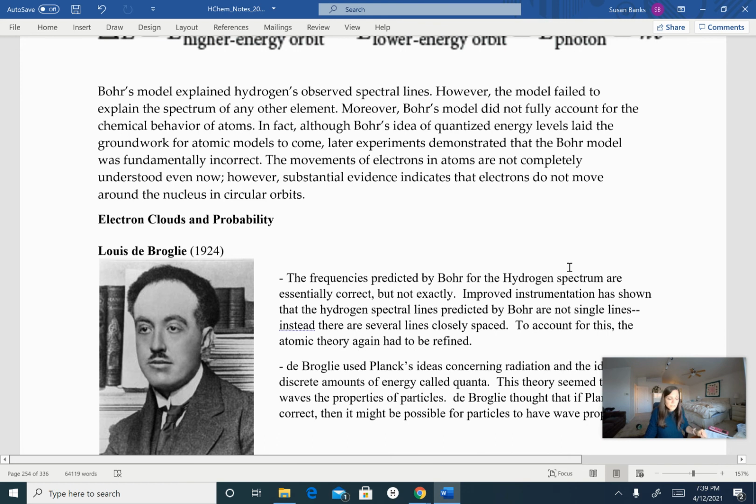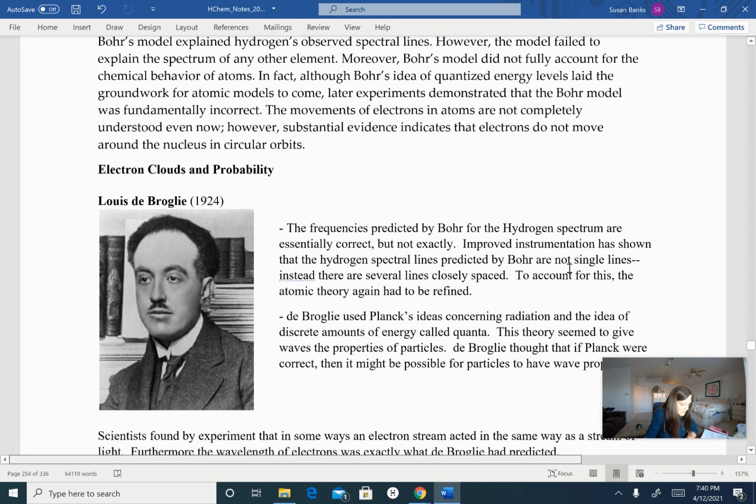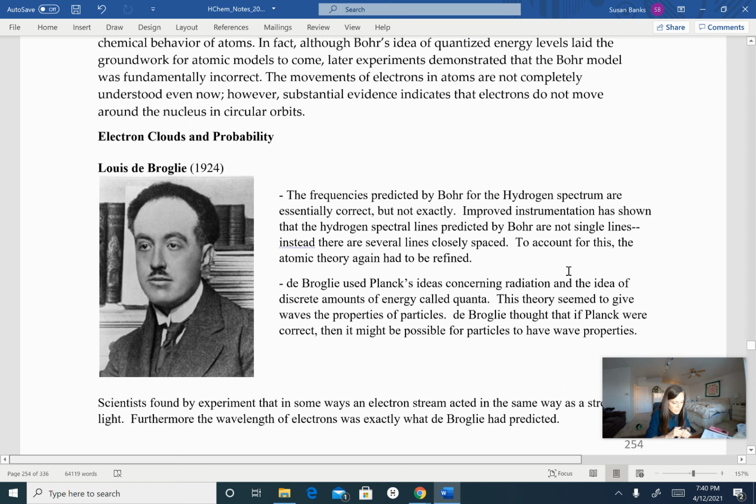We have Louis de Broglie from France. Frequencies predicted by Bohr for the hydrogen spectrum are essentially correct, but not exactly. Improved instrumentation has shown that hydrogen spectral lines predicted by Bohr's model are actually several lines that are very, very closely spaced together. To account for this, the atomic theory again had to be refined. De Broglie used Planck's ideas concerning radiation and had the idea of discrete amounts called quanta once again.